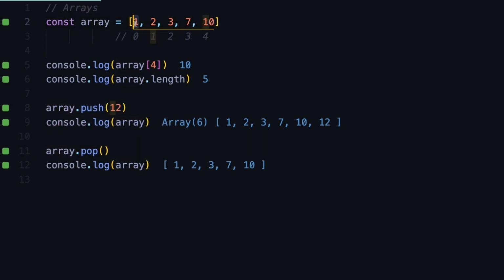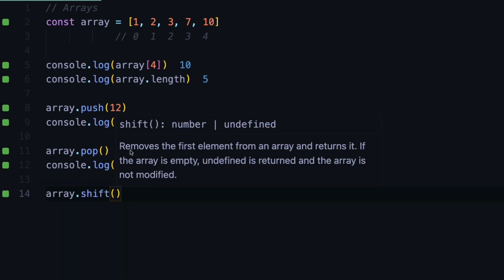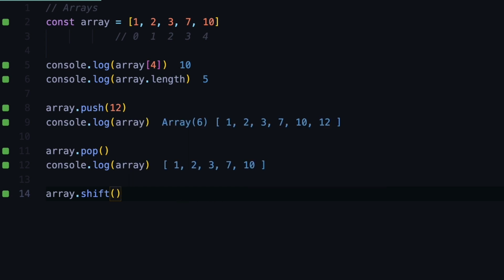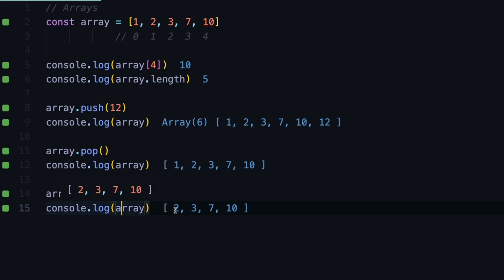But what if you want to remove the first item from this array? For that we have another method, and that is called shift. And this method will remove the first element from this array and it will also return it. If we console log our array after doing this shift, you can see that we removed the first item, which was 1, and now we have 2, 3, 7 and 10 inside of this array.